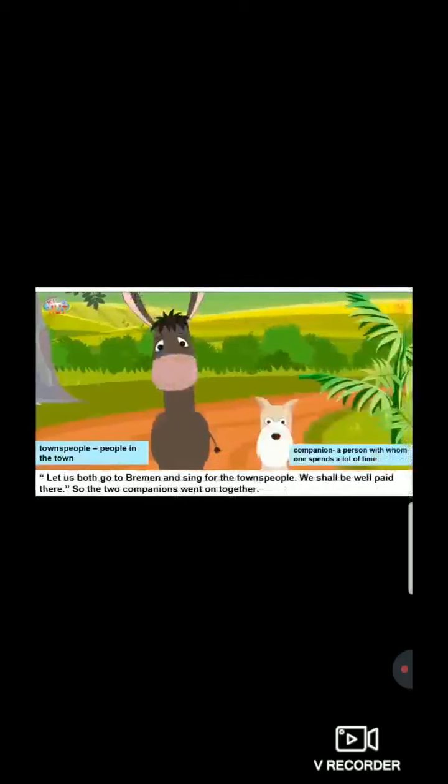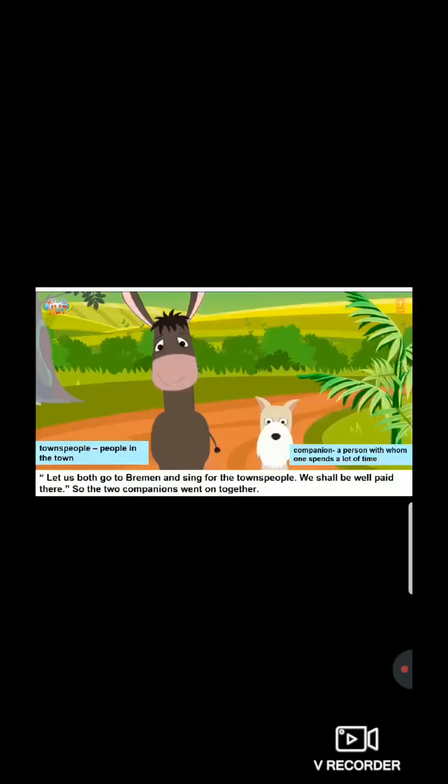"Now let us both go to Bremen," means both the donkey as well as the dog were going to Bremen town and singing for the townspeople. So they are going to Bremen town, and there they are going to sing songs for the townspeople. Now what they are saying is that "we shall be well paid there," means we both partners are going to Bremen town, and there the townspeople are going to pay us something, means they are going to give us food to eat.